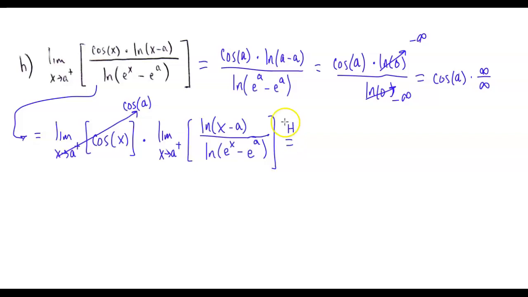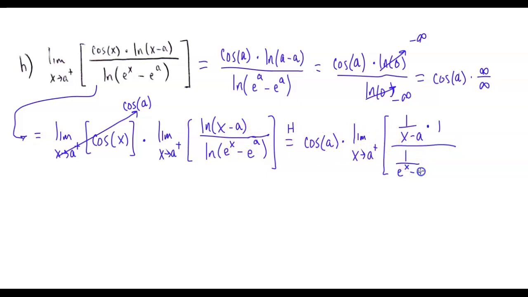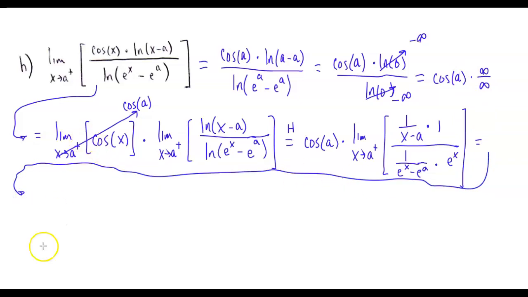So next I'm going to use L'Hopital's rule, write my constant out, and afterwards take the derivative of the numerator and denominator separately for my limit here. Okay, so the derivative of the numerator will just be 1 divided by x minus a times the derivative of the inside function, which would just be 1. Do the same thing in the denominator here. So it's 1 divided by e raised to the x minus e raised to the a, and then multiply that times the derivative of the inside function. This e raised to the a is just a constant, so the derivative of that part would be 0. The derivative of e raised to the x would just be itself, e raised to the x. Okay. And so from there, we would just continue on evaluating.